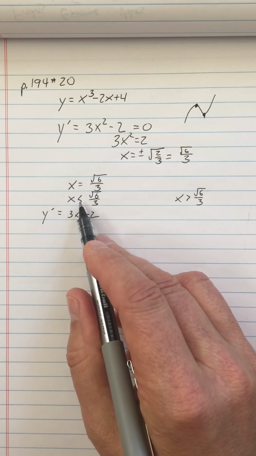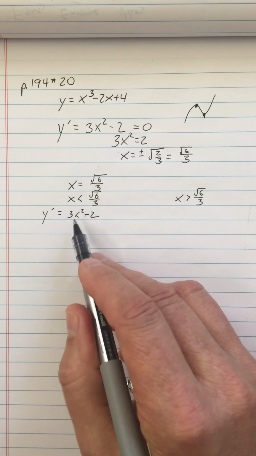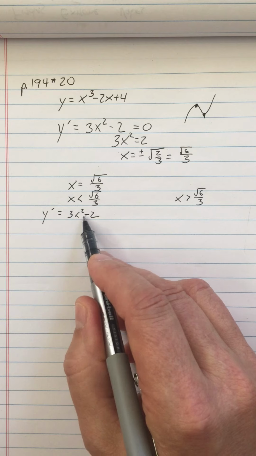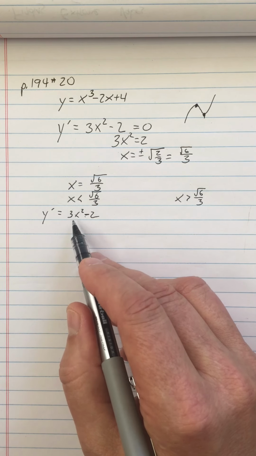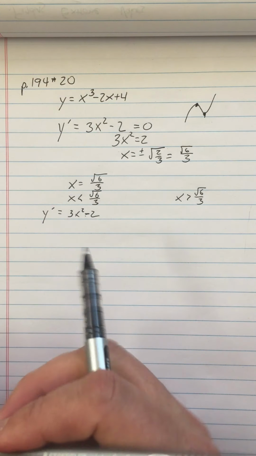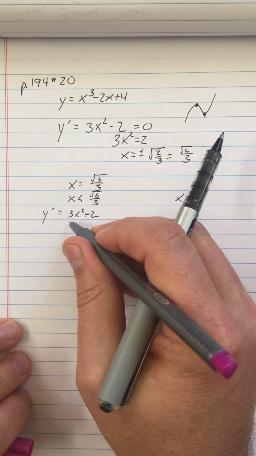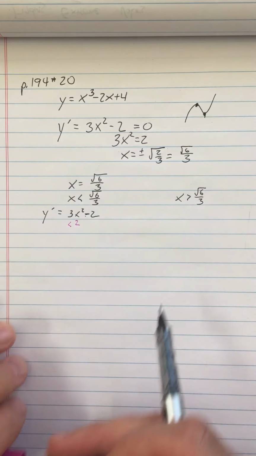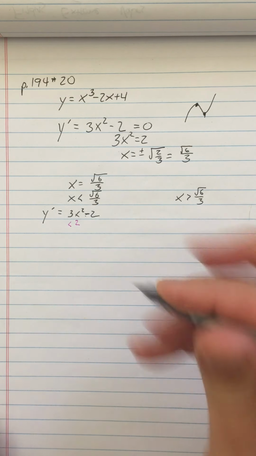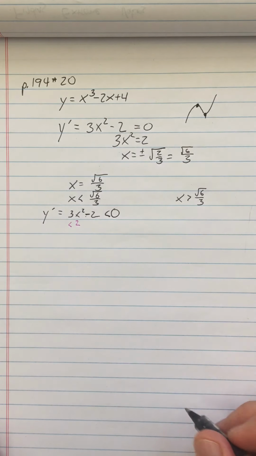All right, so if x is a little bit less than square root 6 over 3, then this 3x squared is going to be less than 2. If x is less than square root 6 over 3, then 3x squared is going to be less than 2. So if I take a number that's less than 2 and I subtract 2 from it, I'm going to get a number that is negative.